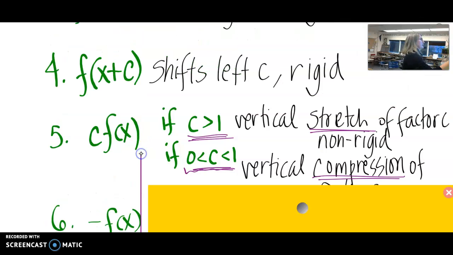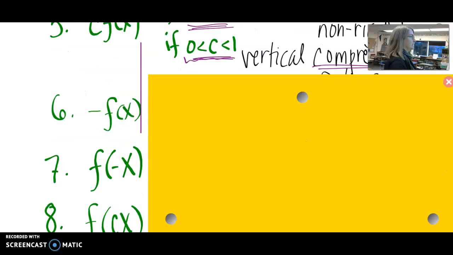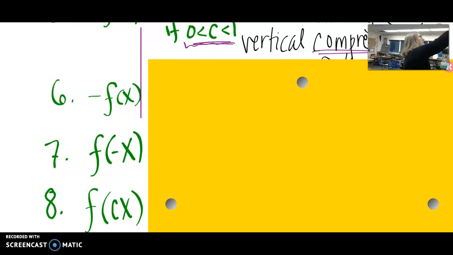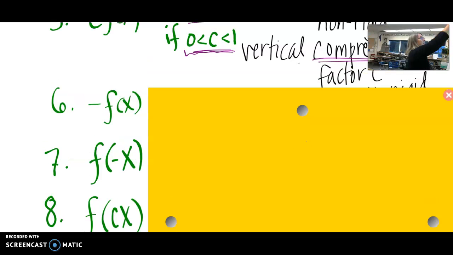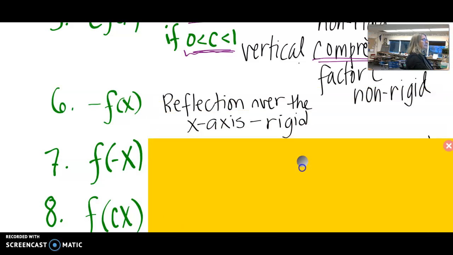Okay, number 6 here, we have a negative on the outside. So again, since it's on the outside, that will be vertical. That is a reflection over the x-axis, and that is a rigid transformation. It's flipping vertically because the negative is on the outside. Remember, anything on the outside is going to have a vertical effect.